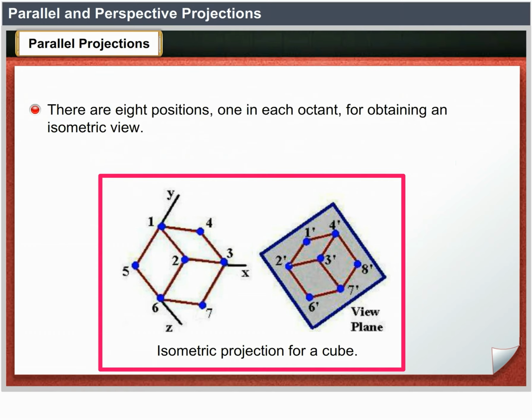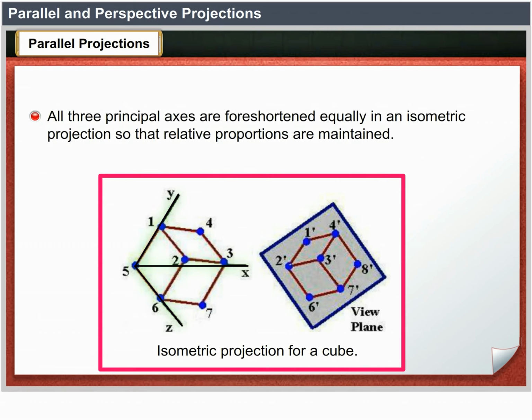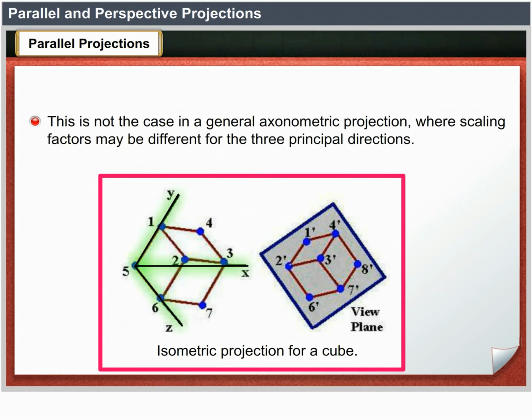There are 8 positions, one in each octant, for obtaining an isometric view. All 3 principal axes are foreshortened equally in an isometric projection so that relative proportions are maintained. This is not the case in a general axonometric projection, where scaling factors may be different for the 3 principal directions.